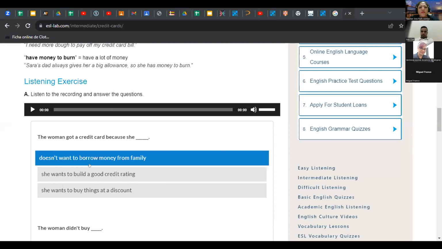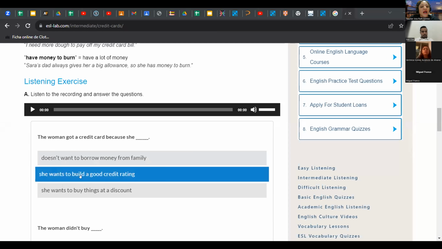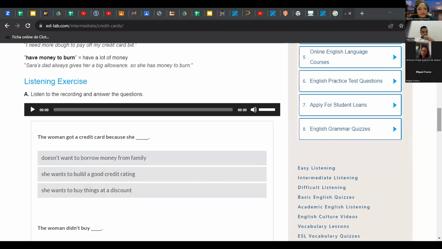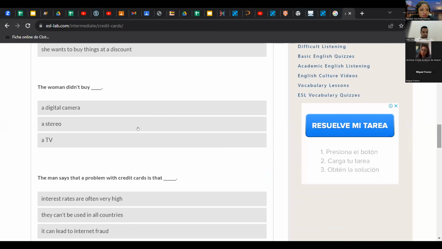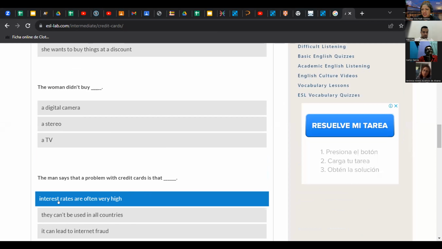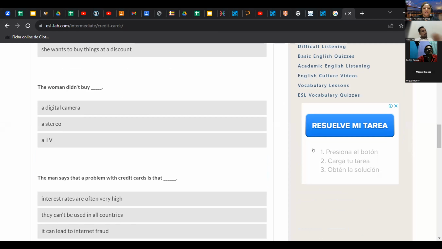What's the meaning of borrow? Pedir prestado. All right. What about interest rates? What's the meaning of that? Tasa de interés. Very good. Interest rate.